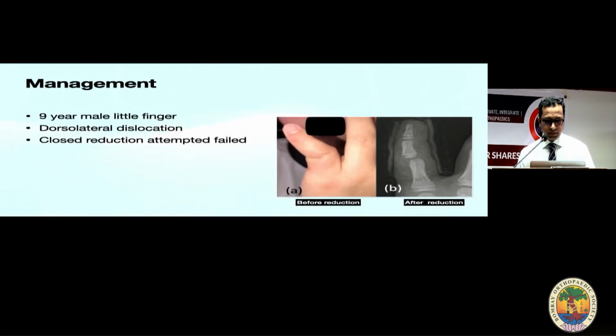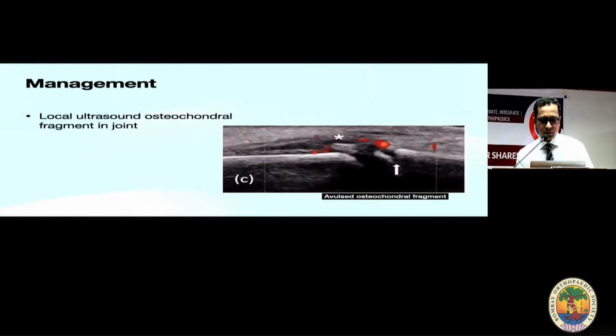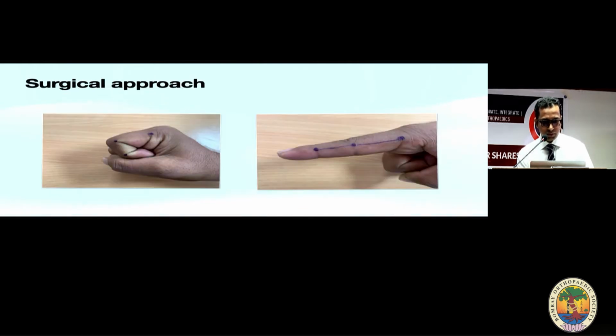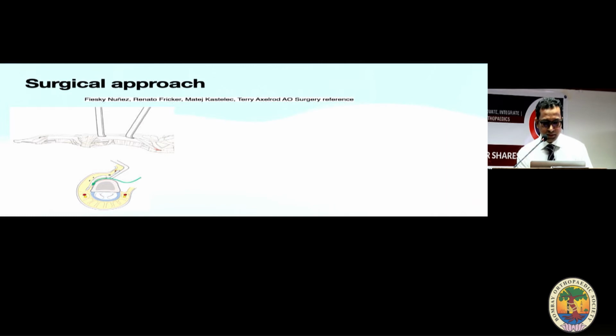Coming to the first case, here closed reduction was attempted and could not be achieved. So what went wrong? The treating surgeon did an ultrasound and found the avulsed fragment was entrapped in the joint, due to which it was not possible to reduce it congruously. So what is the approach? It is a mid-axial or dorsoradial or dorsoulnar approach, depending on the site. If you mark those points at the joint, you can take a straight mid-axial incision and approach the joint. Then lift the lateral band.